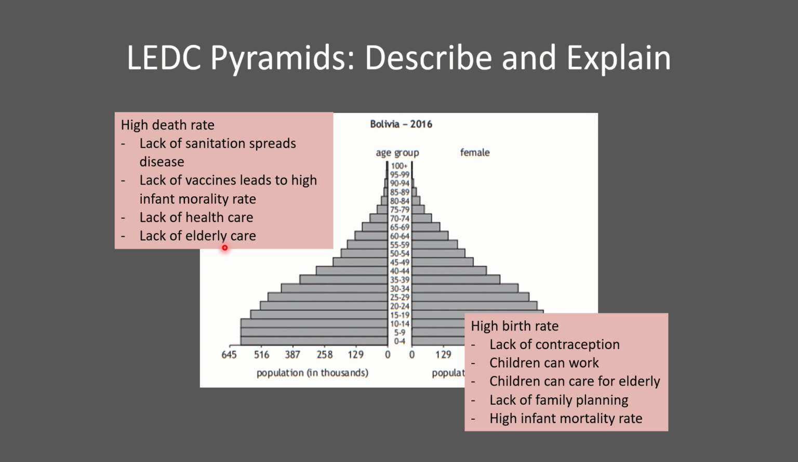There's a high birth rate. There's our description. And this is due to a lack of access to contraception. This might also be because children can provide work for a family. They can actually be part of the workforce that you wouldn't have to pay. Children can care for elderly people, where in Bolivia there may not be such good care, as you've already said. There's a lack of elderly care. Those children can care for the elderly.